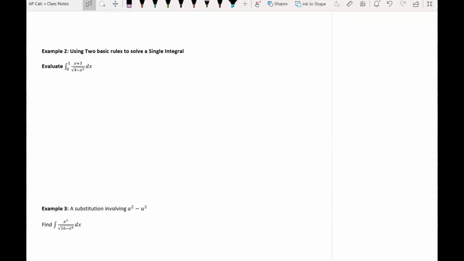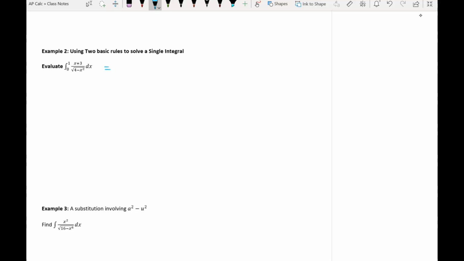Okay, so in example 2 here, in this specific example, we have a definite integral, so we're going to have to actually evaluate this thing. We have x plus 3 over the square root of 4 minus x squared dx. And what we want to do here is we have this x, we have this plus 3. We can break this up into the sum of two separate fractions. This is the same as x over the square root of 4 minus x squared, plus its own quantity, 3 over the square root of 4 minus x squared.